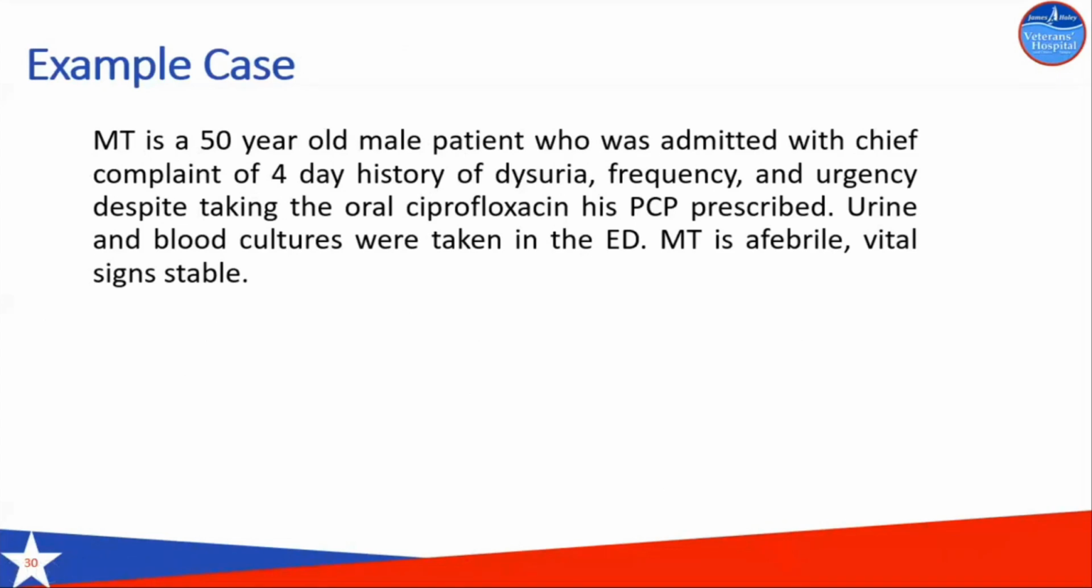All right, so we'll go through this example case together. We have MC, a 50-year-old male patient who is admitted with a chief complaint of a 4-day history of dysuria, frequency, and urgency, despite taking the oral Cipro that his primary care doctor prescribed. He got urine and blood cultures done in the ER, and he is afebrile with stable vital signs.